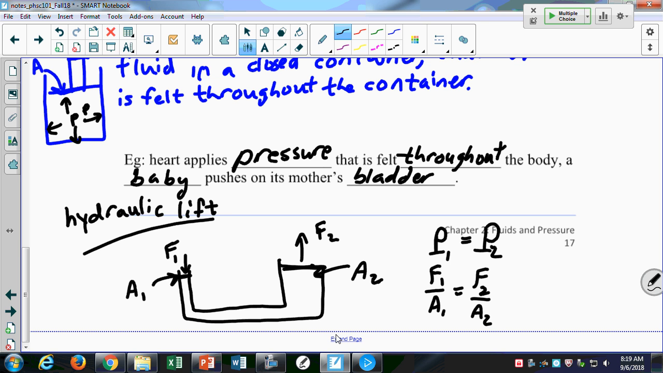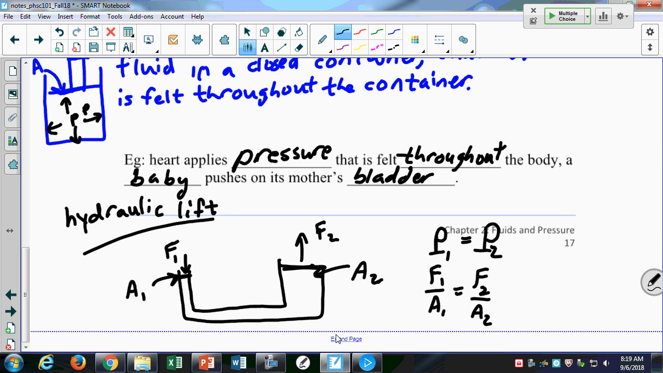F1 and F2 are not equal, because it's divided by area that makes the equation equal. Let's put some numbers in, and I think that might help you to see it.